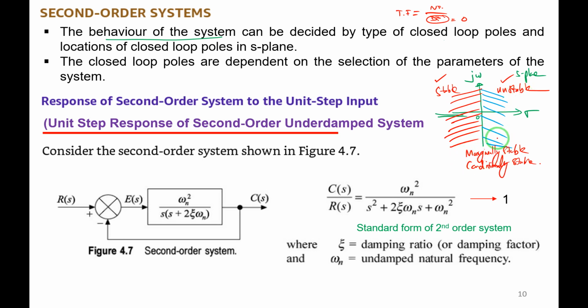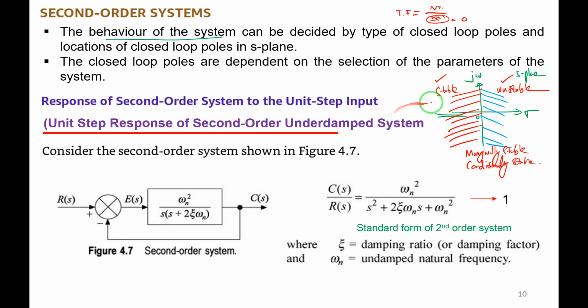This you have to understand thoroughly. Based on the location of the poles, we will see it later. The closed loop poles are dependent on the selection of the parameters of the system. For a second order system, we will see which parameters they are, and how the location of the poles will vary, whether they are lying in the left half, the right half or on the imaginary axis. If I start deriving, this will not be over, so I'll stop my lecture here, though 15 minutes are still left.